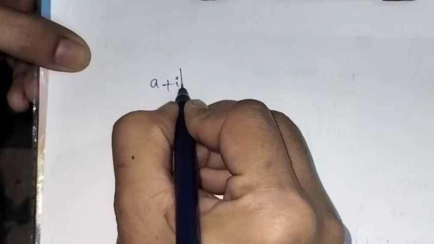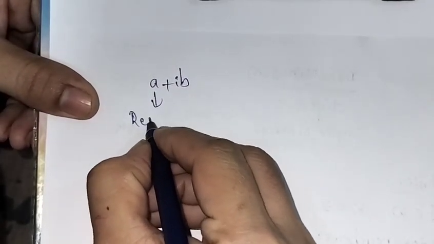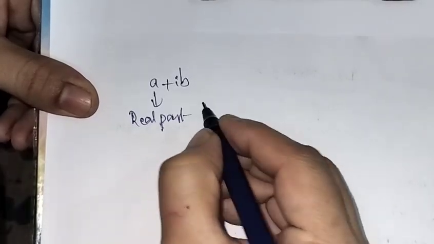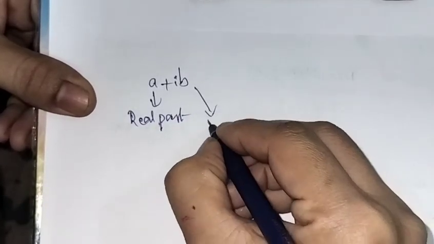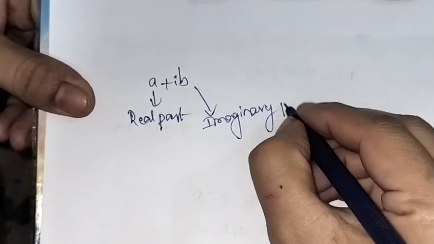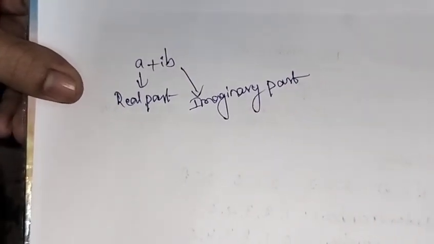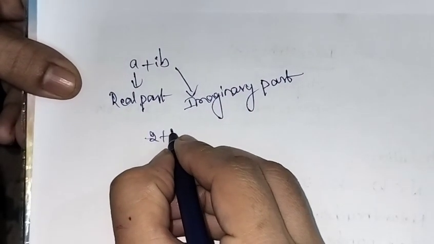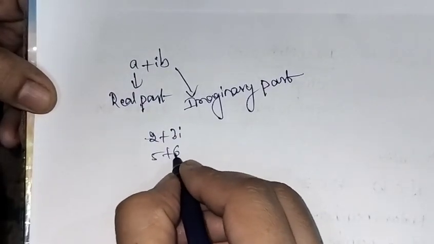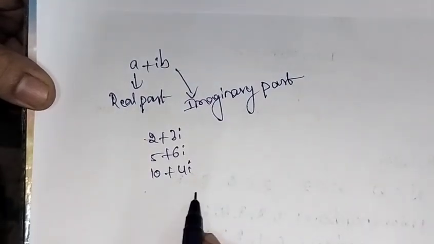Complex numbers are in the form of a plus ib. A is the real part. B is the imaginary part. Examples of complex numbers are 2 plus 3i, 5 plus 6i, 10 plus 4i. These are complex numbers.